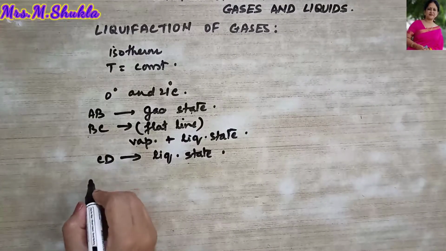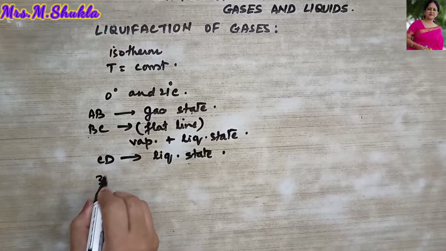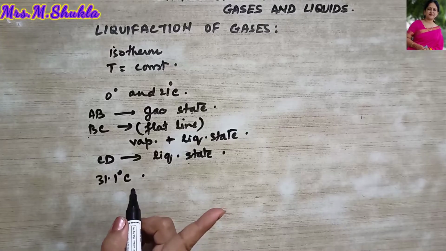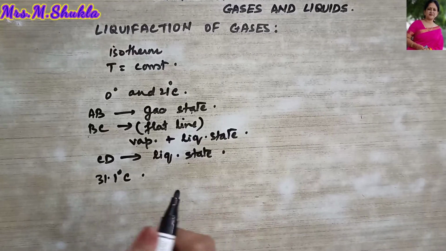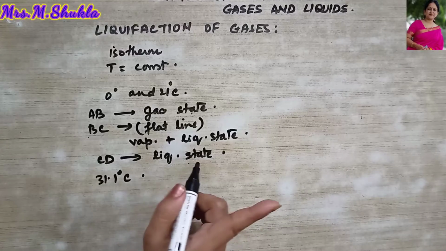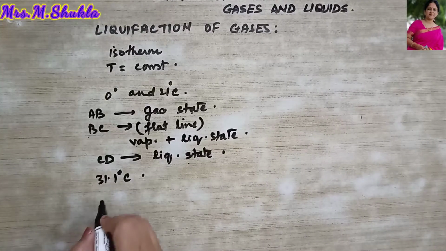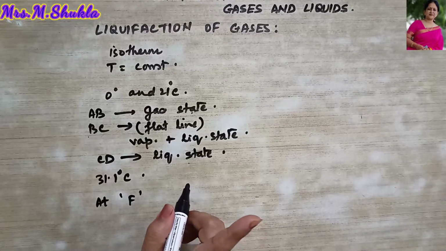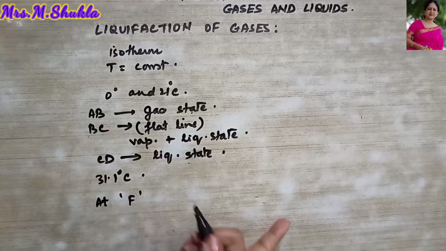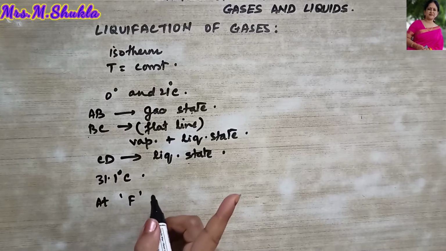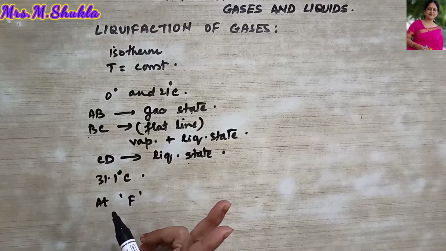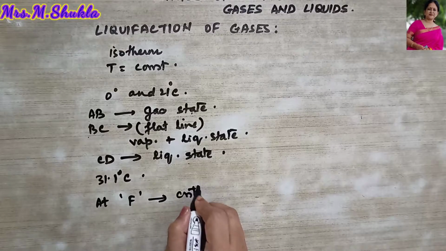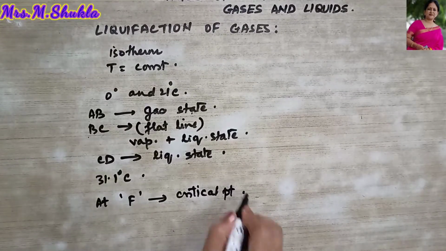Now look at this curve at 31.1 degrees Celsius. As the pressure is increasing on the gas, the volume is decreasing gradually along EF, right? So at F, look at F, there is no distinction between the gaseous carbon dioxide and the liquid carbon dioxide, as the two have the same density. So this F point, what is it called as? It is called as the critical point, right?